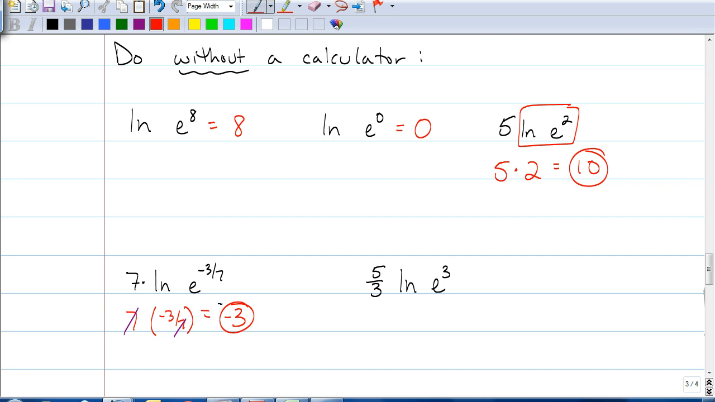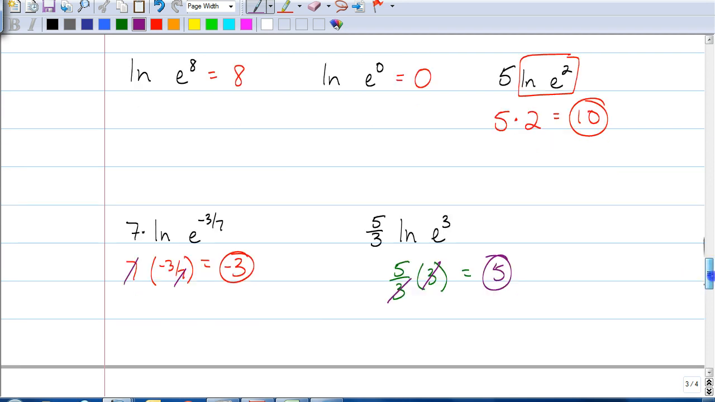Why don't you guys attempt the next one on your own, and we'll check that in a second. Okay, what you should have done here is you would have had 5/3 times, this would just be 3. And 5/3 times 3 would be 15/3, or 5, or you can look at it this way and say that the 3s would cancel out, so your answer would be 5. So those are some simple ones to do without a calculator.